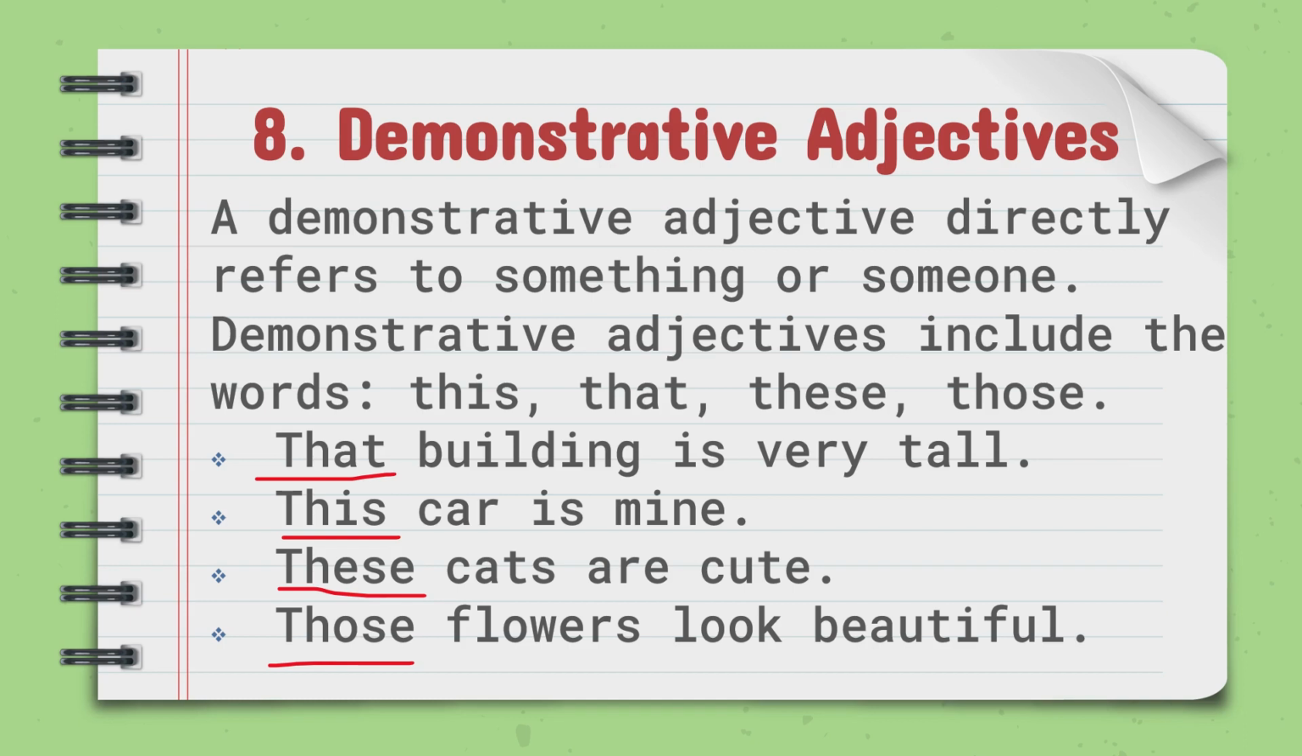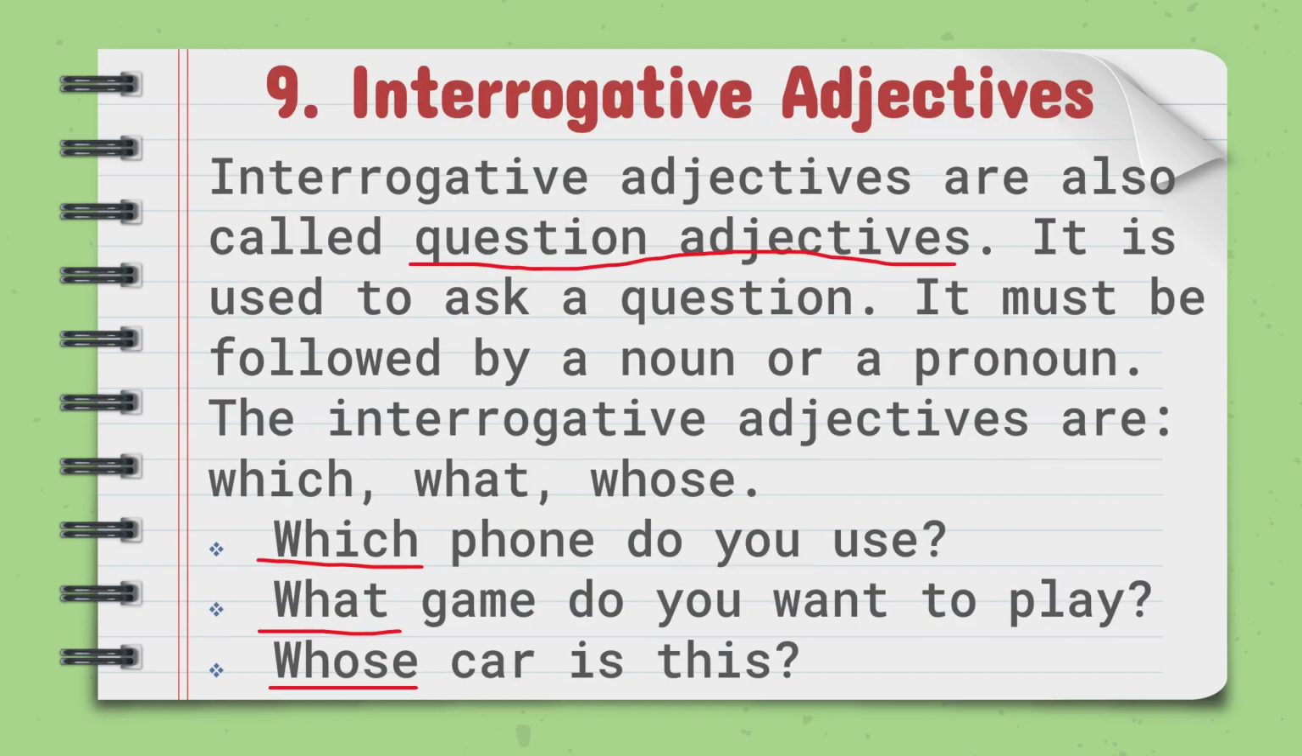These cats are cute. Cats again is a noun, and these tells us which cats we are talking about. These cats, it refers to the cats that are near us. Those flowers look beautiful. Flowers again is a noun, and those tells us that the flowers are a bit away. I'm referring to flowers that are a bit far away. Those flowers look beautiful.